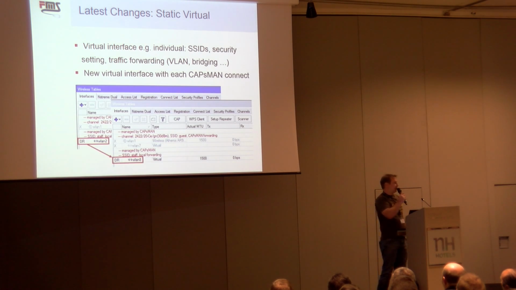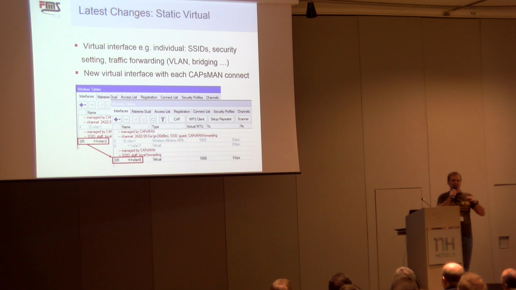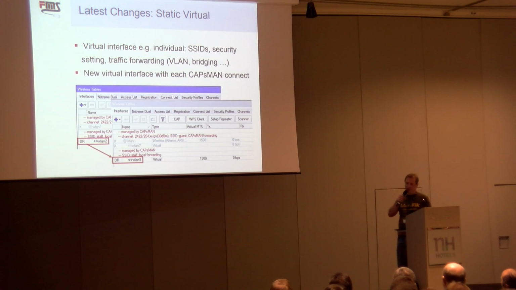The problem, or the thing to know, is that a virtual interface, when it's configured by CAPsManager, it will be renamed, as you see here, from VLAN 2 to VLAN 8. So every time CAPsManager is disconnected from the CAP and reconnected again, the virtual interface is going to be deleted and recreated, and it will change its name when it's recreated.